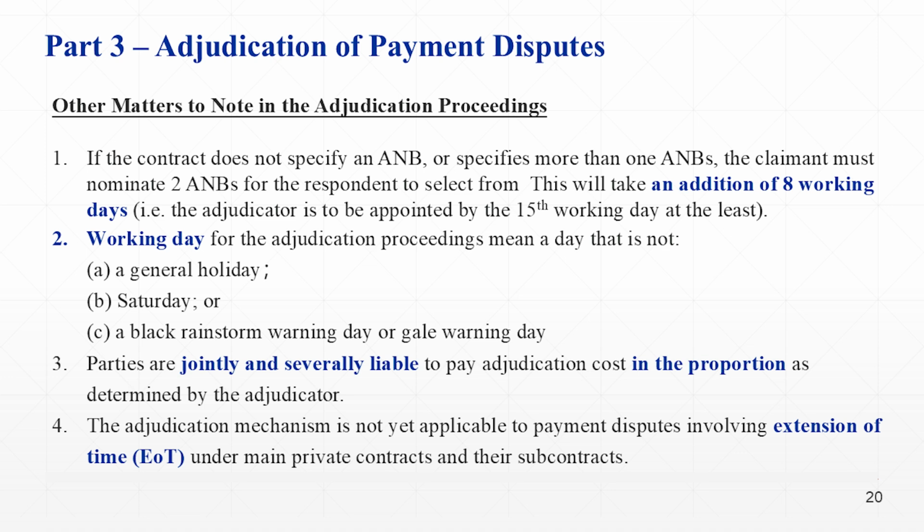Third, the parties are jointly liable to pay the adjudication cost in the proportion determined by the adjudicator. If the claimant initiates adjudication without a reasonable prospect of success, the adjudicator may order the claimant to pay a higher proportion of the cost of adjudication proceedings. Fourth, the adjudication mechanism is not yet applicable to payment disputes involving extension of time (EOT) under main private contracts and their subcontracts.